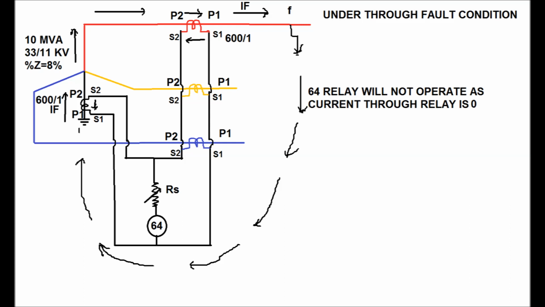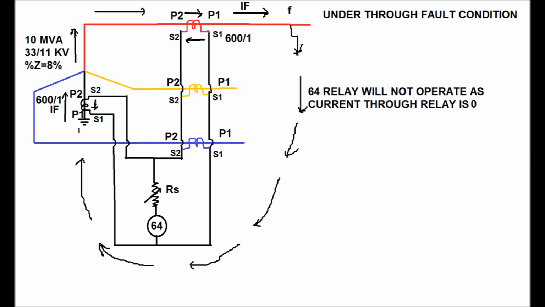IF will flow for the phase CT of the red phase in the P2 to P1 direction, and therefore the current direction in the secondary side will be from S1 to S2 terminal. Again for NCT, the direction of the current will be from P1 to P2 as shown in this diagram. Therefore, the direction of the current in the secondary side shall be S2 to S1.